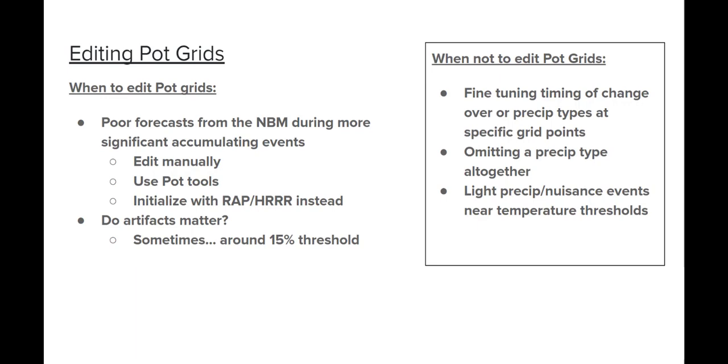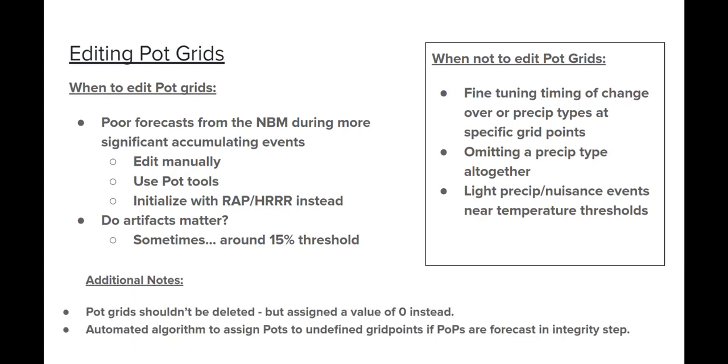Otherwise, if you know you're going to omit a precip type from the forecast altogether, like you don't want freezing rain or sleet, then don't even worry about editing the POT grids in this step. Ignore it altogether or set it all to 0. Some additional notes. Don't delete POT grids, since this can cause some weird interpolation issues to show up at times.